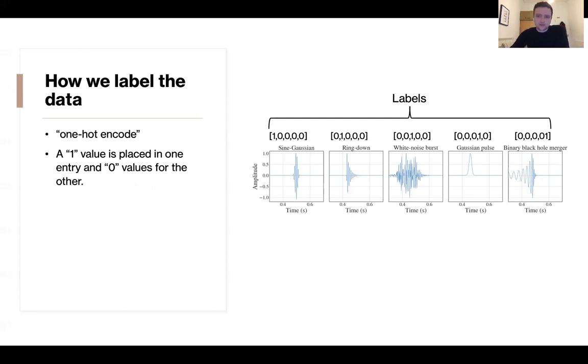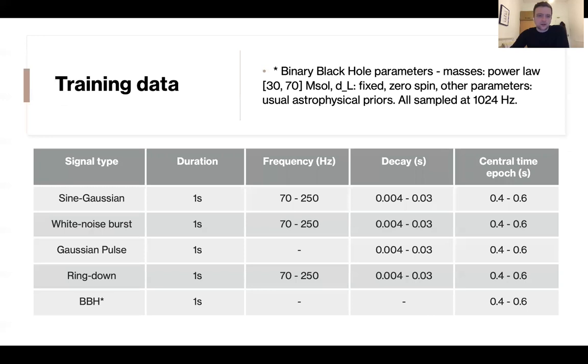Hopefully that makes sense. And here are the parameters of the training data. As I said, these are burst signals, so they're going to be quite short duration. They're all 1 second. The frequencies of the Gaussian, the burst, and the ringdown are 70 to 250 hertz. The decays are all the same, and we fix the central time epoch, or time of arrival, between 0.4 and 0.6 of the 1 second interval.